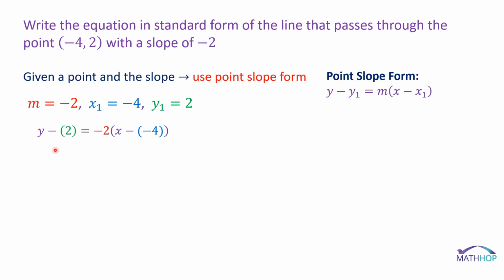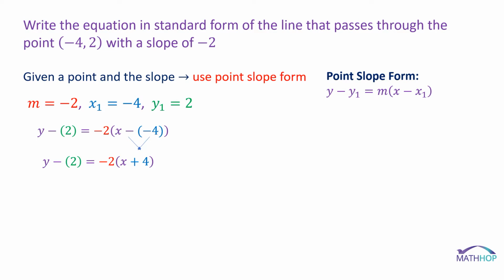And we pop them all into our form, and we get y minus 2 equals negative 2 times the quantity x minus negative 4. Remember, we never leave a double negative. If you subtract a negative, you're really adding a positive. So let's rewrite that as x plus 4. Now, we have an equation. It's not in standard form.